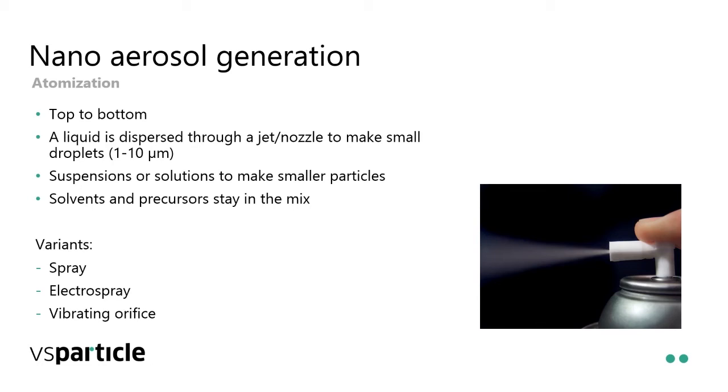And there's many, many ways you could do variants of this, right? So spraying of all sorts, they are very common. Electrospray is very interesting, where you use an electric field to draw the particles even smaller. That's a way of getting very, very small droplets. And vibrating orifice and hundreds more, I'm sure.